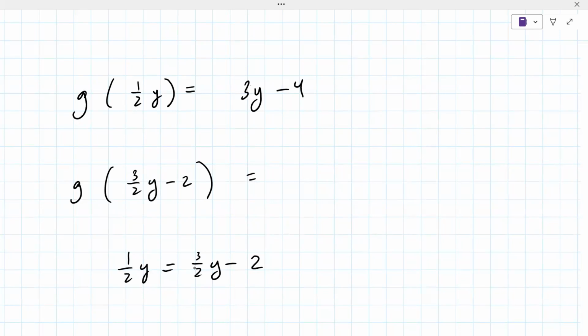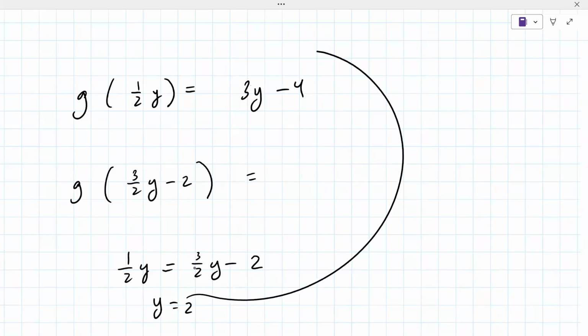What did you get when you solved this for y? Or did you not solve it for y? I did, and y equals 2. Yes, y is absolutely 2. So that is what goes into this equation, not 1/2 of that, which could be confusing. So it's 3 times 2 minus 4 is 2. Okay.